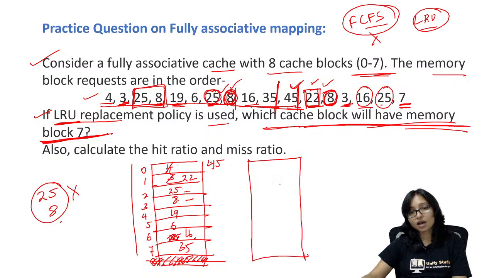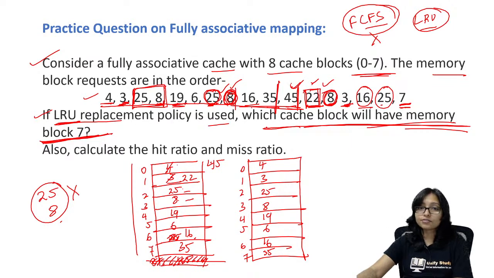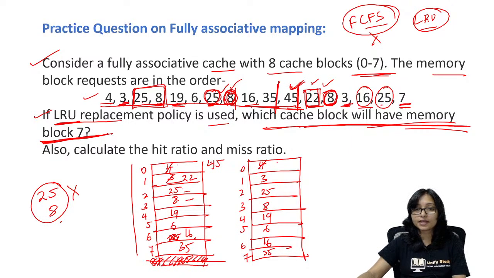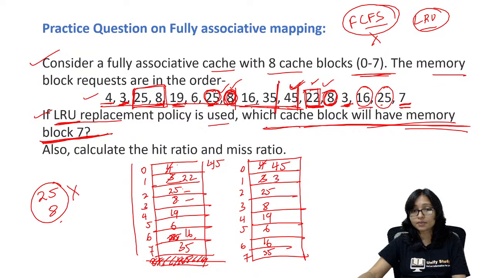If anyone has a doubt, you can see what we did here. We just repeat 0, 1, 2, 3, 4, 5, 6 and 7. Till this it was coming till 35, there was no problem. 4, 3, 25, 8, 19, 6, 16, 35, till that it was not a problem. After that when 45 came, 4 was replaced. Then when 22 came, it was replaced by 22. Right? That's why 3 is not the hit.